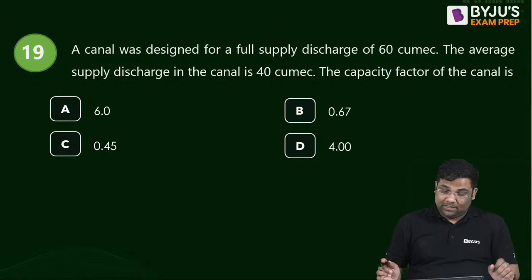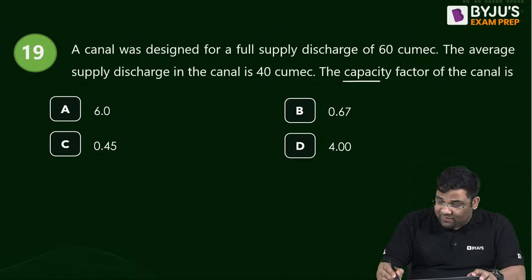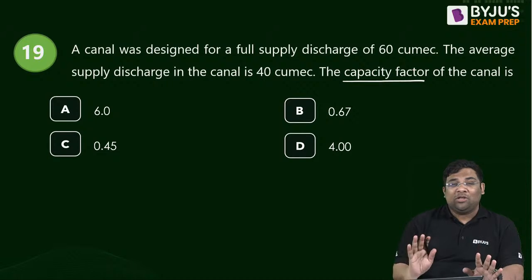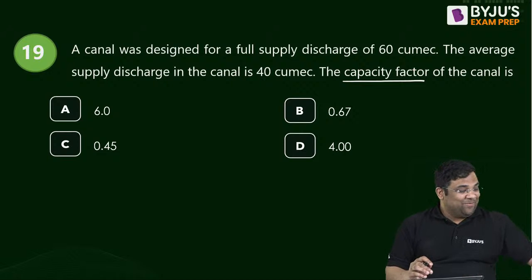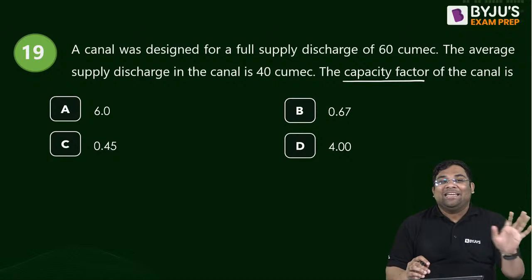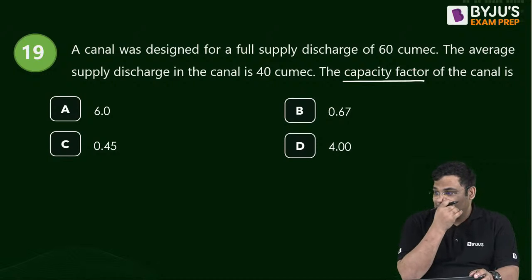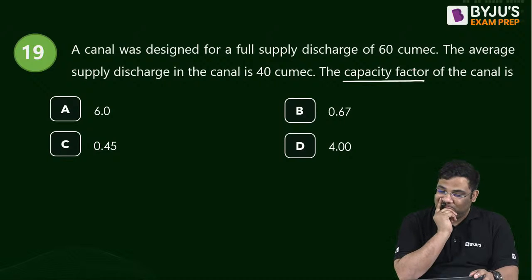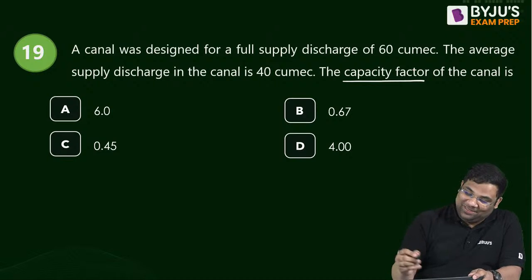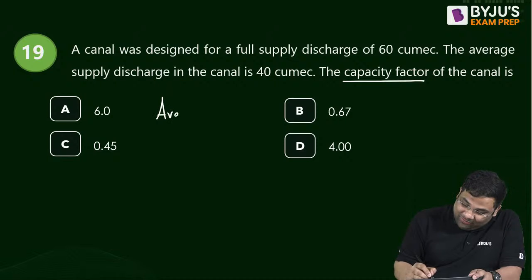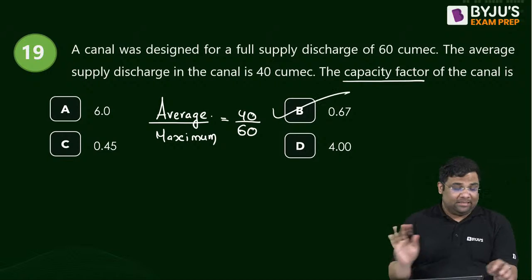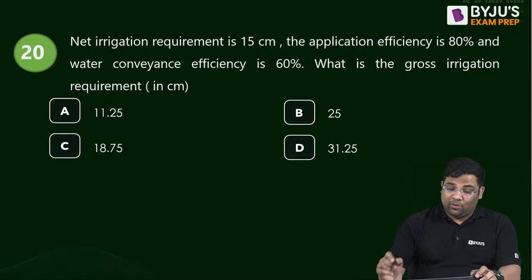Next thing, capacity factor. What is the capacity factor of a channel? From the question only you can guess it, even if you don't know the answer. Yes, very good. The capacity factor will be the average discharge by the full supply, or I can say the maximum discharge. It is 40 by 60, that is equal to 0.67. Straightforward question.